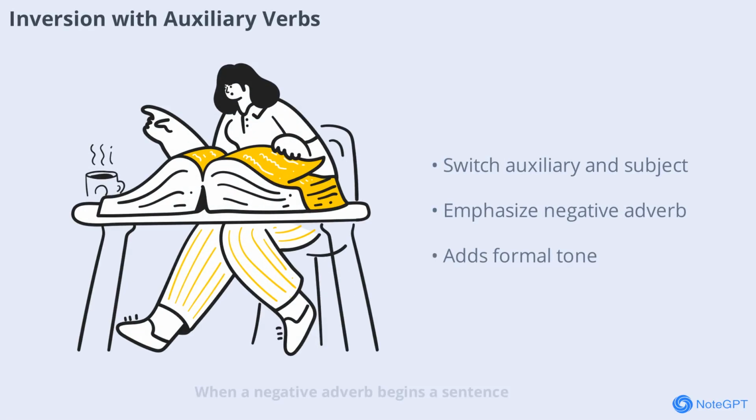When a negative adverb begins a sentence that contains an auxiliary or modal verb, we simply switch the order of the first auxiliary or modal verb and the subject. For instance, instead of saying, "I have never seen such a beautiful creature," we say, "Never have I seen such a beautiful creature." This structure is used with words like never, scarcely, and phrases like under no circumstances.